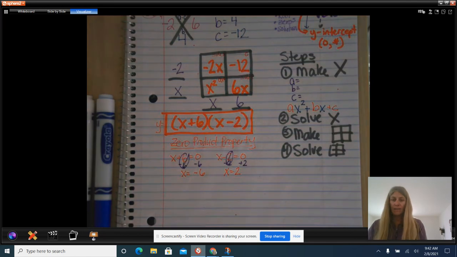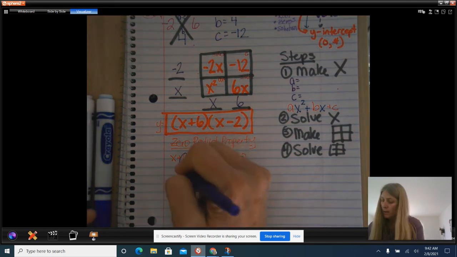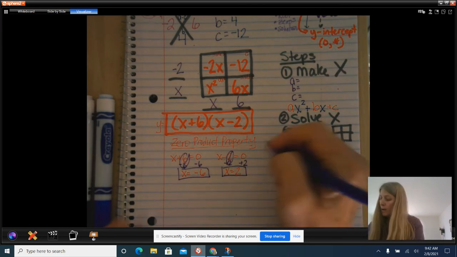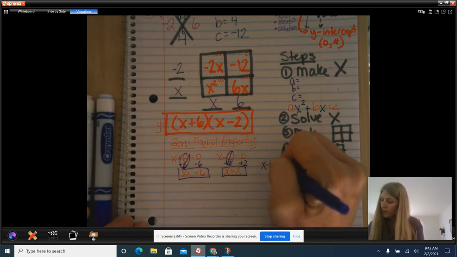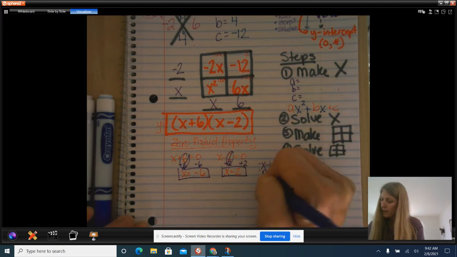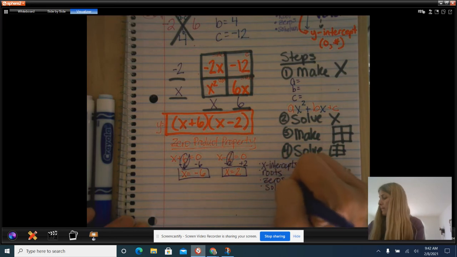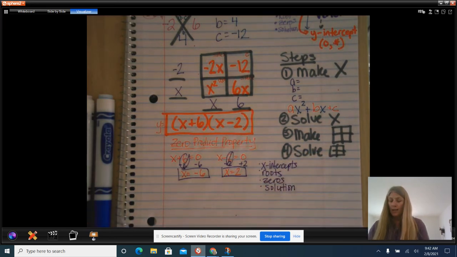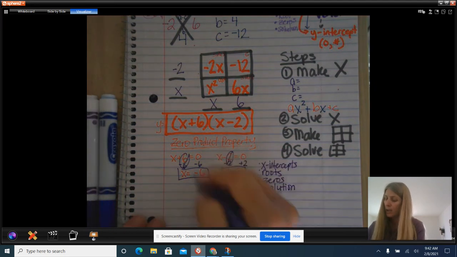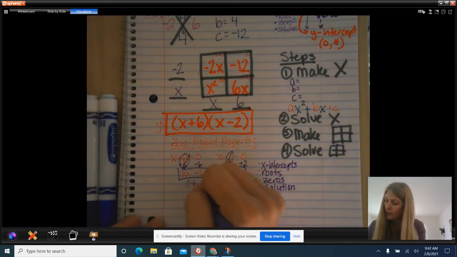So I have, at this point in time, my two spots. These are my x-intercepts. These are my roots. These are my zeros. These are my solutions. So I know that I am going to have an x-intercept at negative 6 and an x-intercept at positive 2 on this parabola.